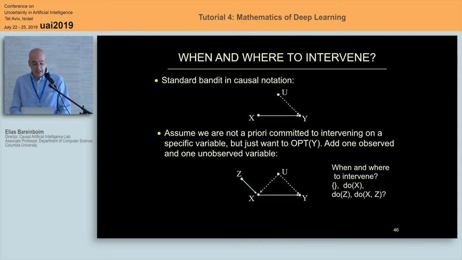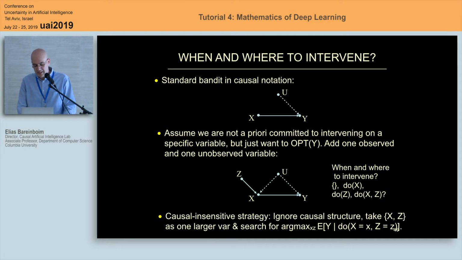And the question, in terms of when and where to intervene, is: what are the possible things? We want to optimize Y. We want to keep Y at a high value. And now we have the 4 levers. In reality, you can intervene on Z, you can intervene on X, or you can do X and Z, or you can do empty. Just let the system evolve by itself.